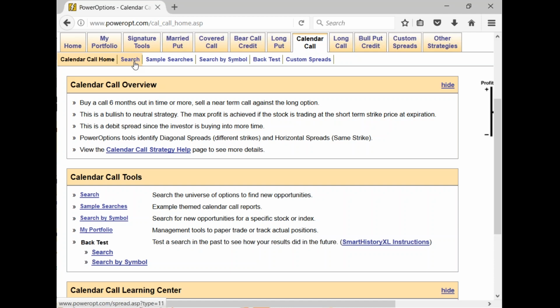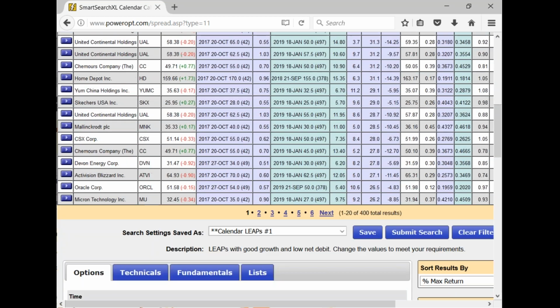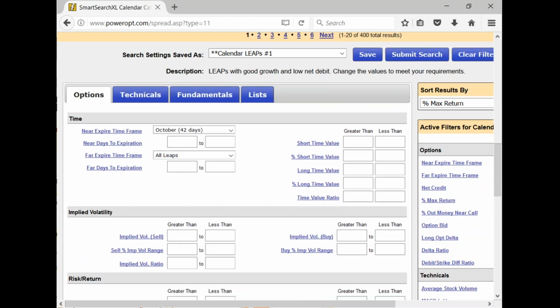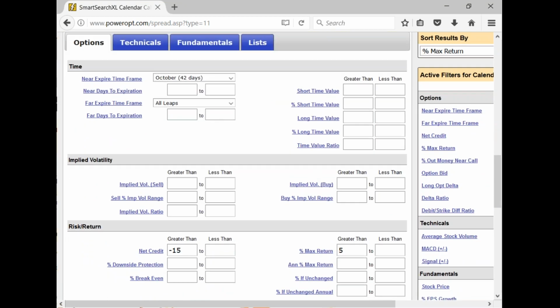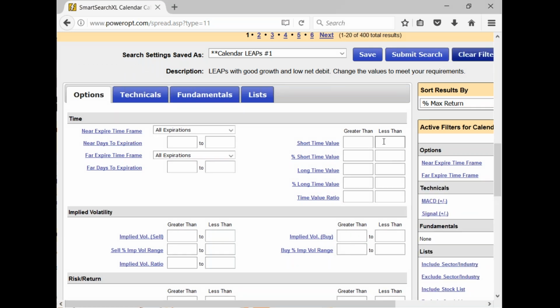One second. Let's go into search. And Randy, when you first go into search under calendar call, you're going to see a listing of available trades that match our default criteria. Now let's ignore all the numbers. Let's scroll down below the listed trades to the parameter field. Okay? And this is where you have all the various criteria that you can use to create your personal search. What we're going to do first is, over here in the upper right-hand corner, I'm going to go ahead and hit clear filters. That's going to empty everything out of our criteria field.